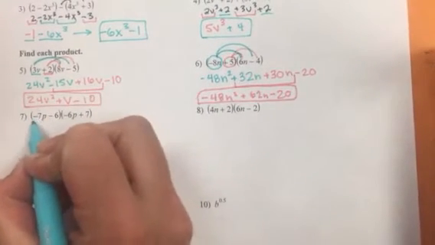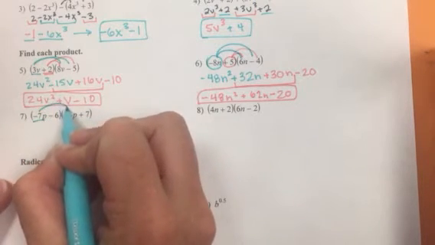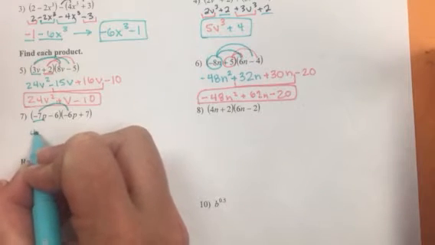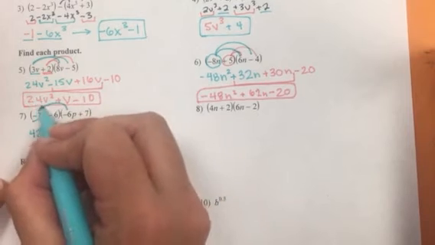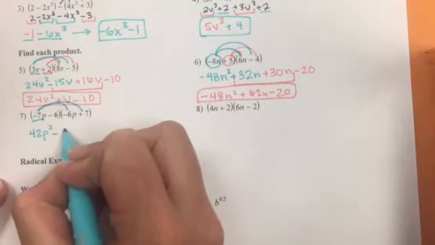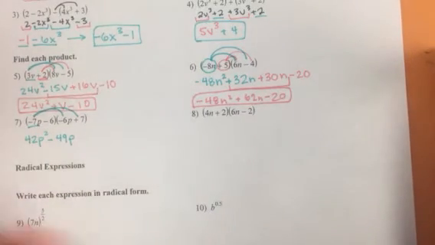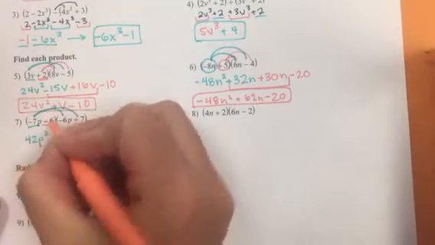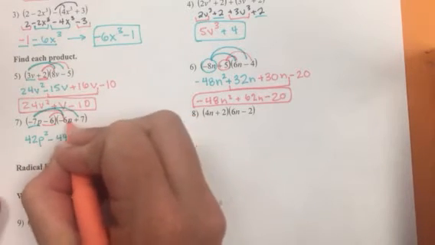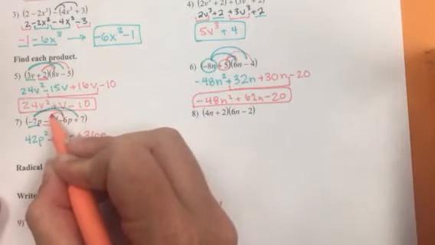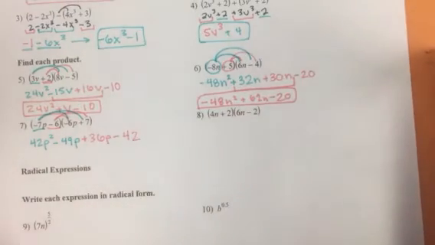For problem 7, we distribute the negative 7p to both terms. Negative 7 times negative 6 is a positive 42 with 2 p's, so it'll be squared. Negative 7 times a positive 7 is negative 49 with 1 p. Distribute the negative 6: negative 6 times negative 6 is a positive 36 with 1 p. Negative 6 times a positive 7 is negative 42.